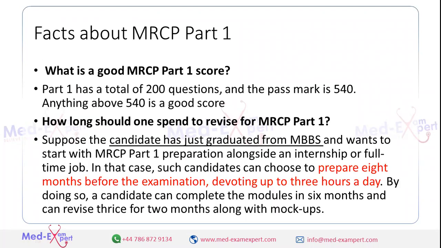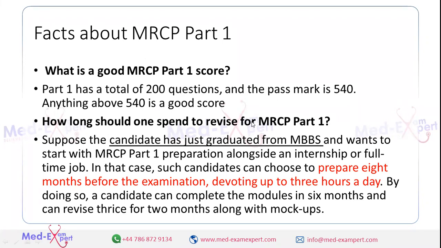A few questions about MRCP Part 1 preparation which students usually ask. So what's a good Part 1 score? The pass mark is 540. Definitely you should score above 540. And the second question students usually ask is what's the time required for the preparation for MRCP.